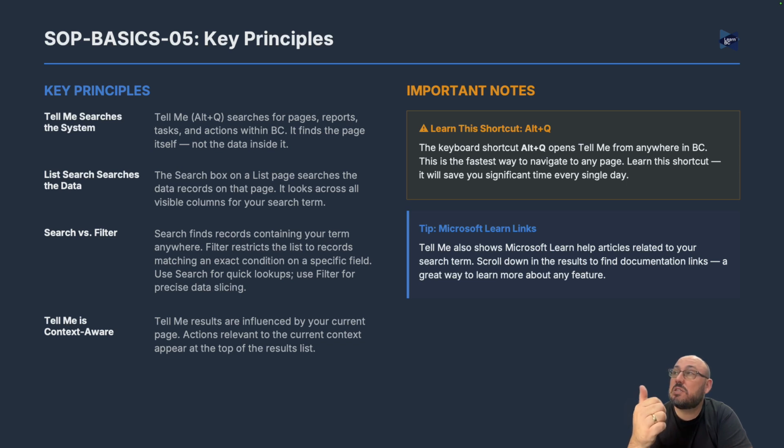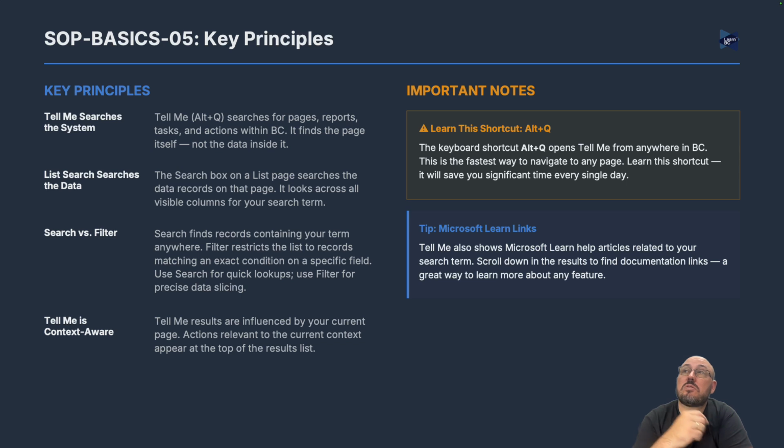List search searches the data, which we talked about, search versus filter. So search finds a record containing your term anywhere, whereas a filter restricts, okay? So it constrains the data set. So it's different. And Tell Me is context aware. So Tell Me results are influenced by your current page. Actions relevant to the current context appear right at the top.